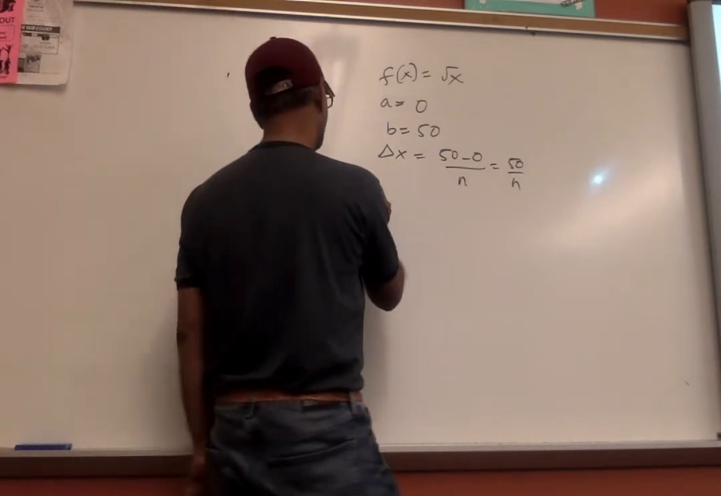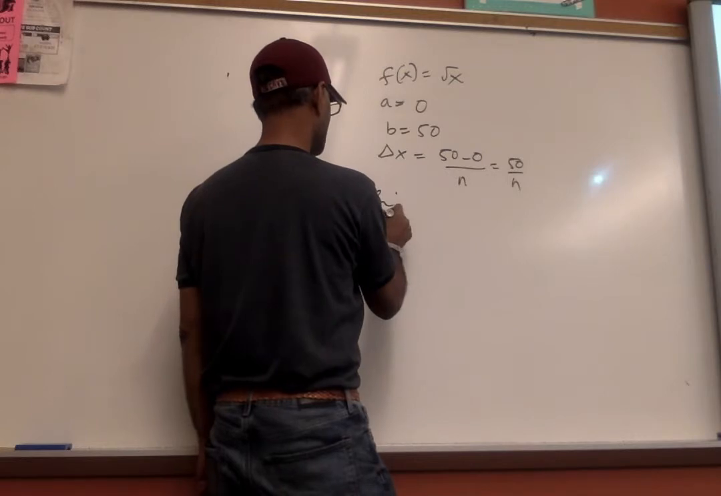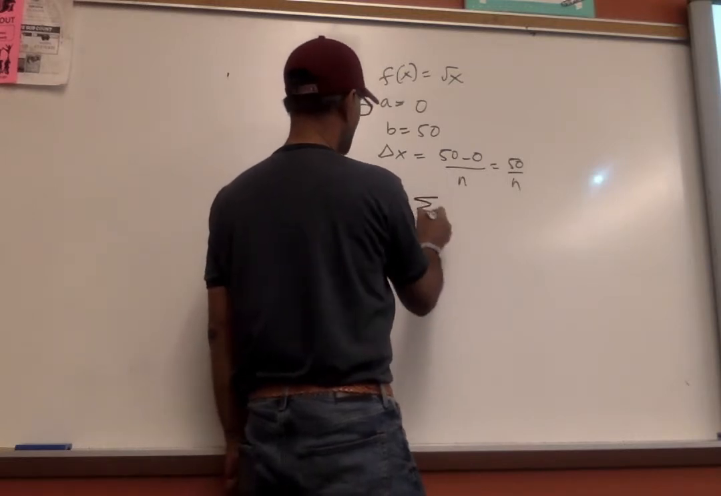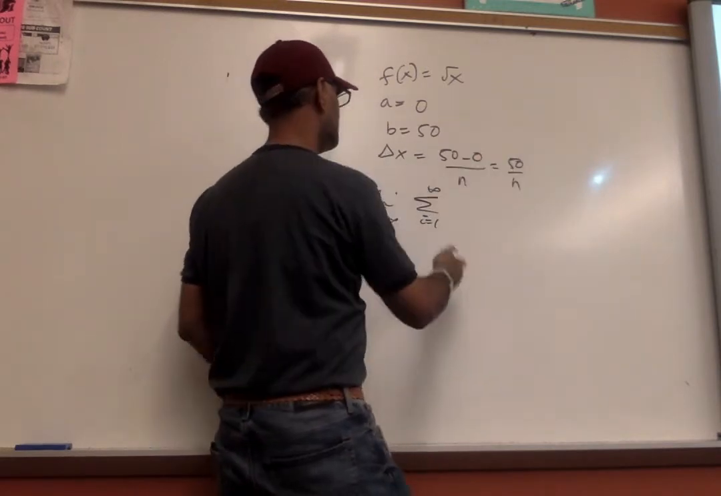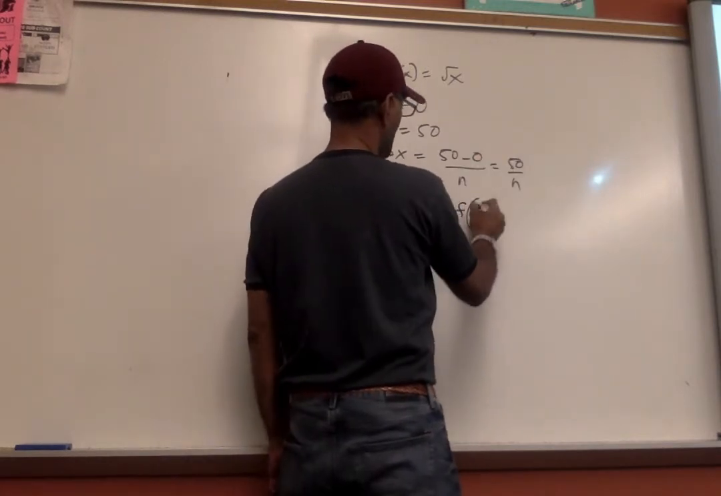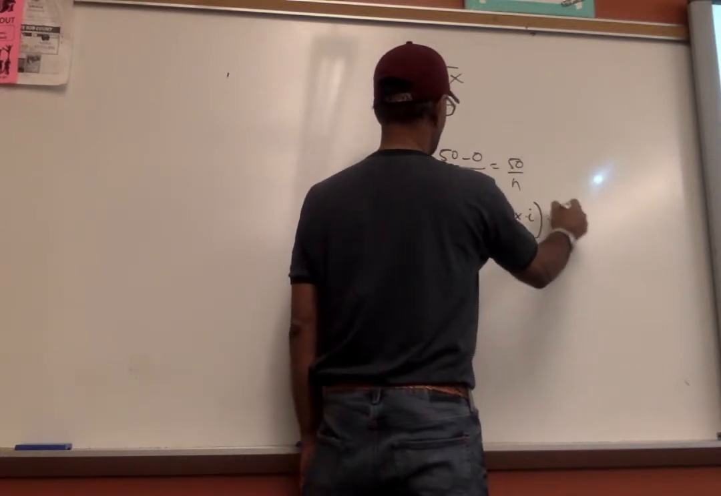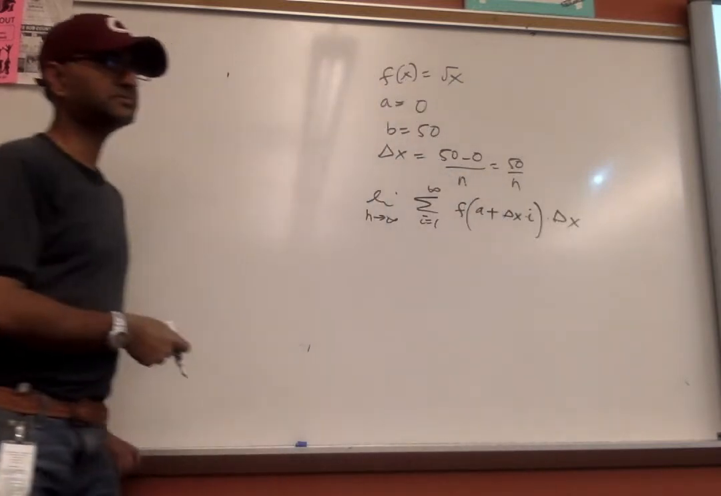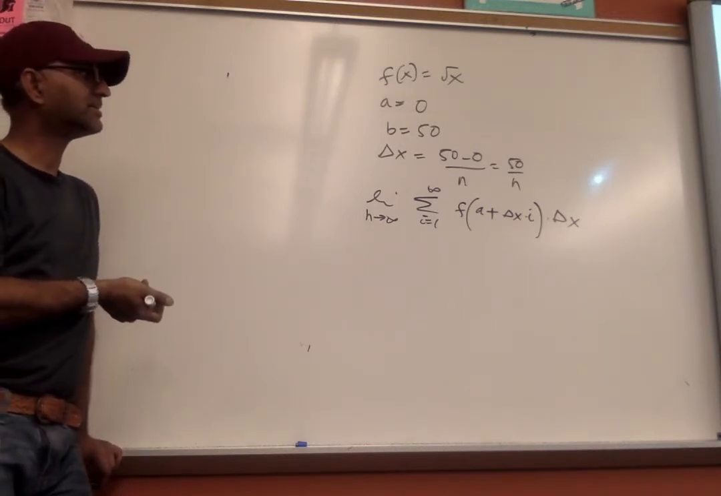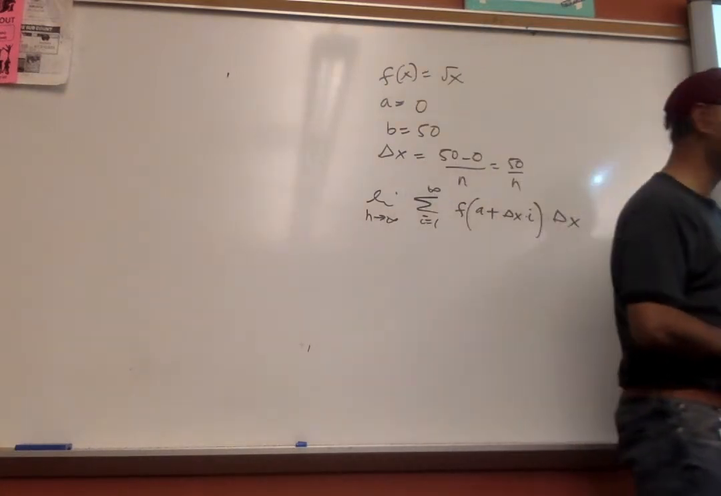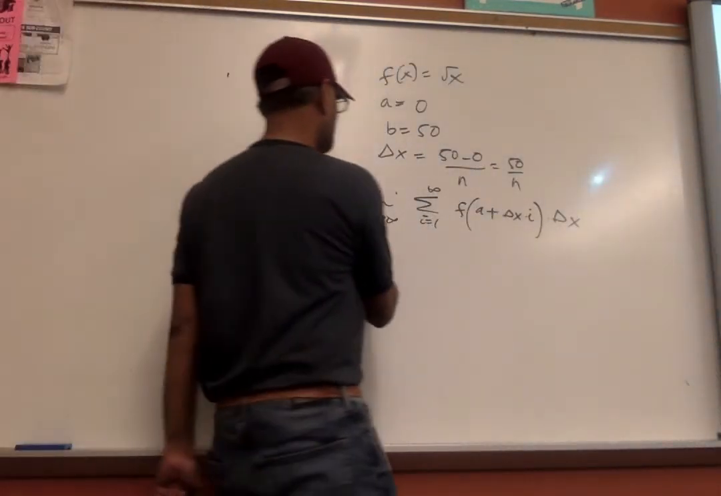Next, I write the formula. So that integral is basically limit n approaching infinity, summation i goes from 1 to infinity, or 1 to n, it doesn't matter. Here they're stopping at n. Okay. F of a plus delta x times i, times delta x. That's the formula. Memorize it. Yes. Oh, A is the lower limit, so legal. B is the upper limit. Yeah, I'm just looking at the limits. Okay. Now I'm getting ready to plug it in.